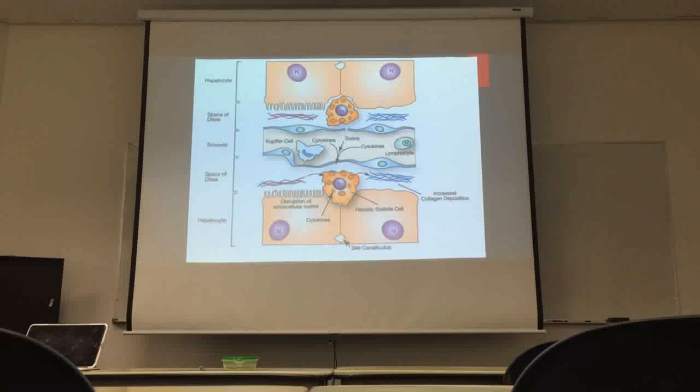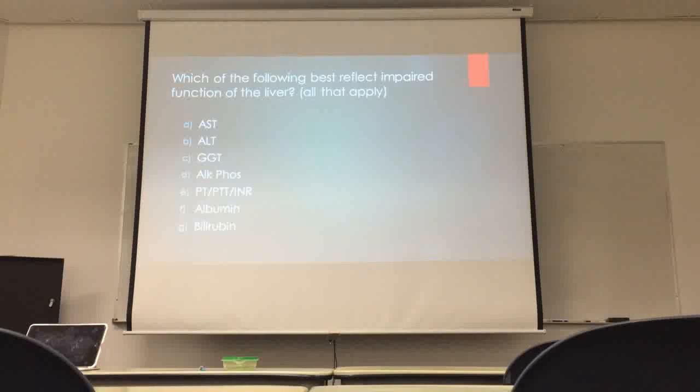So this is just demonstrating the image of all that, your space of Disse, your stellate cells, and all your sinusoids and where everything's processed. Which of the following best reflects impaired function of the liver?